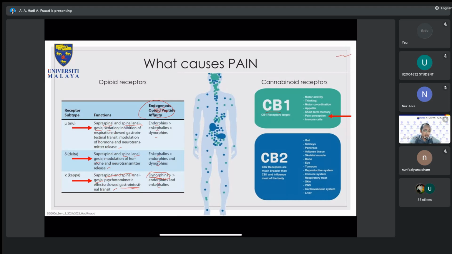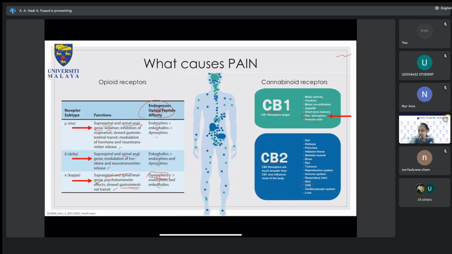CB receptors, on the other hand, the cannabinoid receptors, are involved in motor activity, thinking, motor coordination, appetite, short-term memory, pain receptors, immune cells. So towards the end of the day, part of it controls the pain. So that's our goal for today. We're looking at pain, while CB2, you have all the other things.